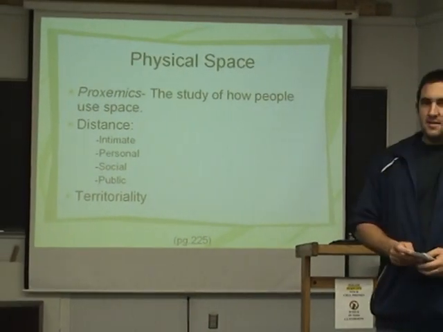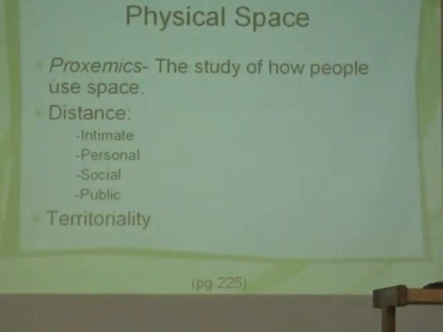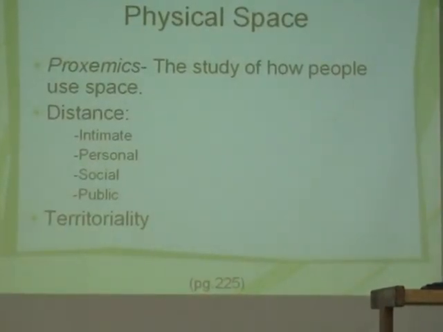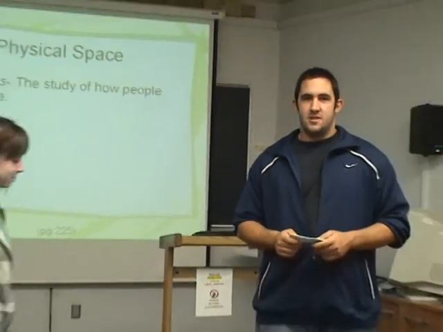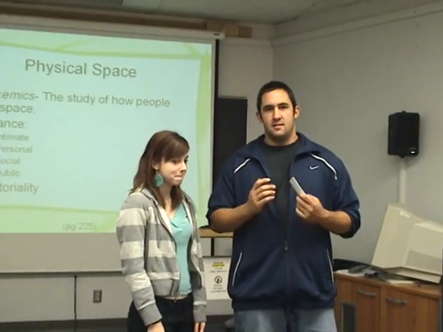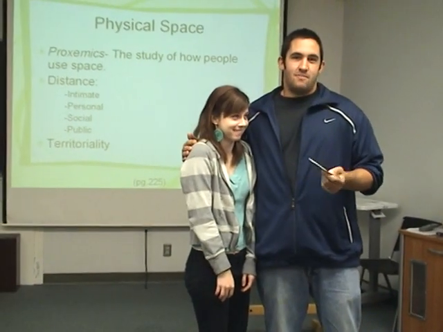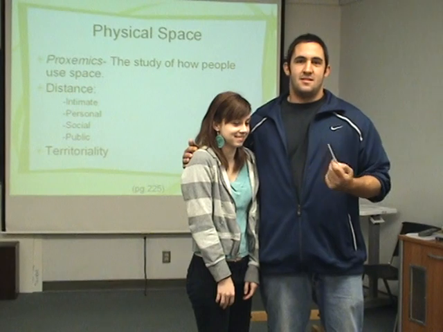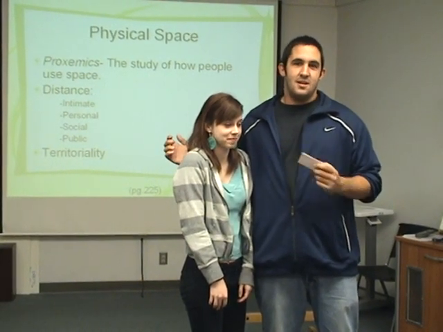Now, with physical space, the study of which is proxemics, anthropologist Edward Hall listed 4 spatial zones that we generally live by. I'm going to use Rachel as an example. The first of which is an 18-inch intimate zone for very few people. As you can see, I have more of a personal relation with Rachel, and as I enter her intimate zone, she's kind of withdrawn and things like that.